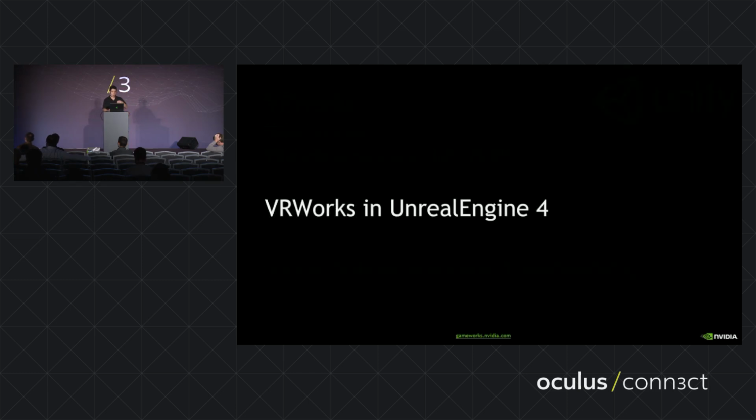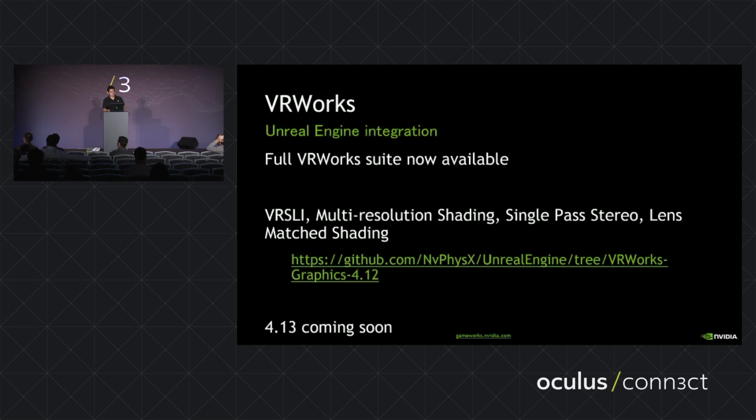So on UE4, we have a lot more currently available that you can get. I'll talk a little bit about that. As of a week or two ago, we actually have an implementation with the full VRWorks suite. So basically all the graphics rendering features I've talked about here are available currently on GitHub. If you're a licensee of UE4, you need to log in to GitHub with your account, and they can access UE4. So that link will work. And it gives you VR SLI, multi-resolution shading, single-pass stereo, lens match shading, all against 4.12. The 4.13 will be ready any day now. So hang tight. Or if you want to do the merge yourself, feel free.